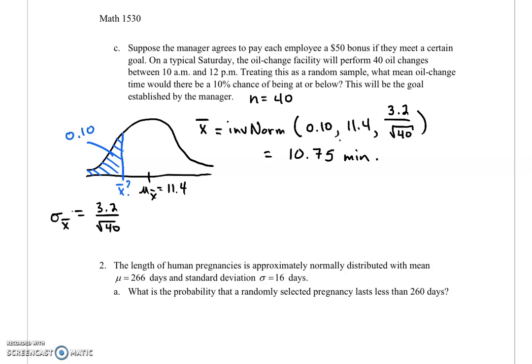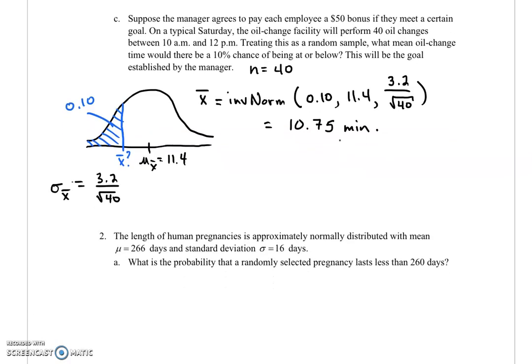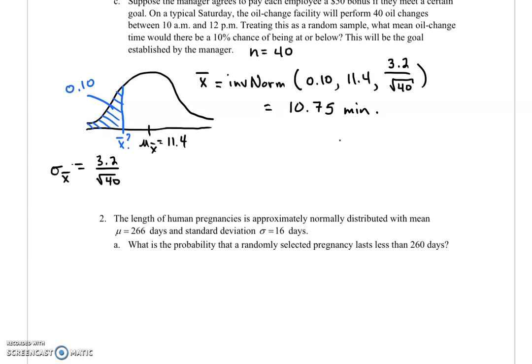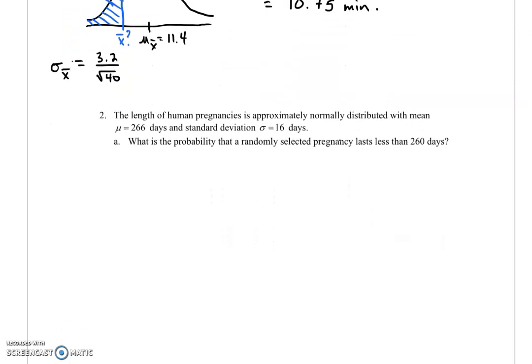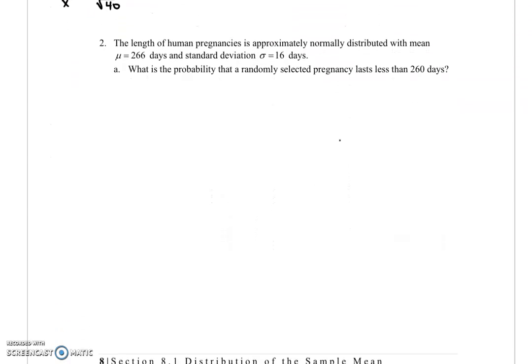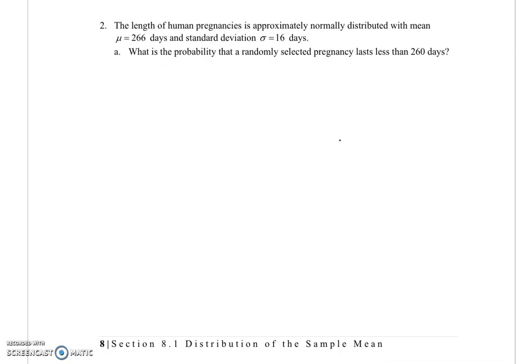Okay, we have a second example here. You should pause the video and try to do it on your own, and then restart the video and see if you got it right. So this one says the length of human pregnancies is approximately normally distributed with a mean of 266 days and a standard deviation of 16 days. So important things to note, it's approximately normal.